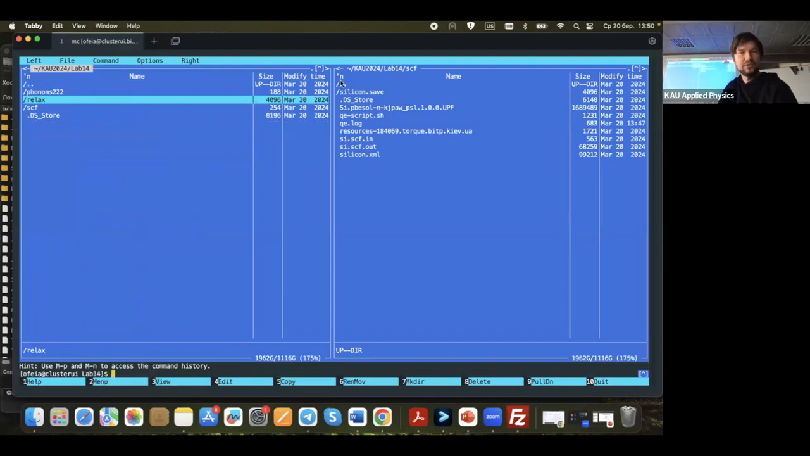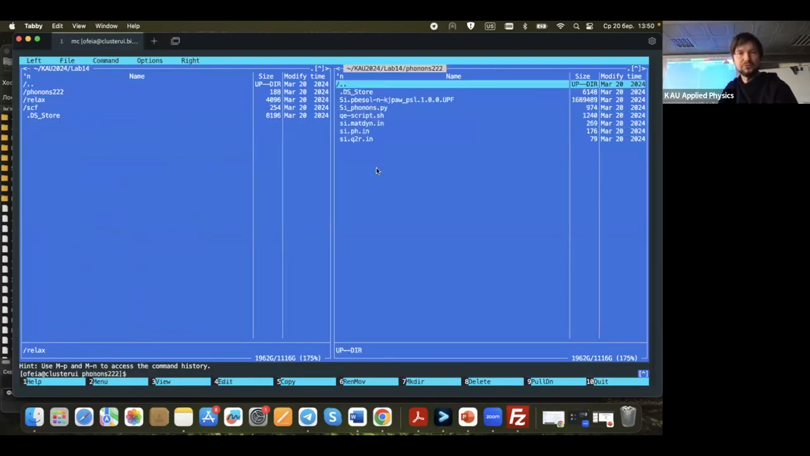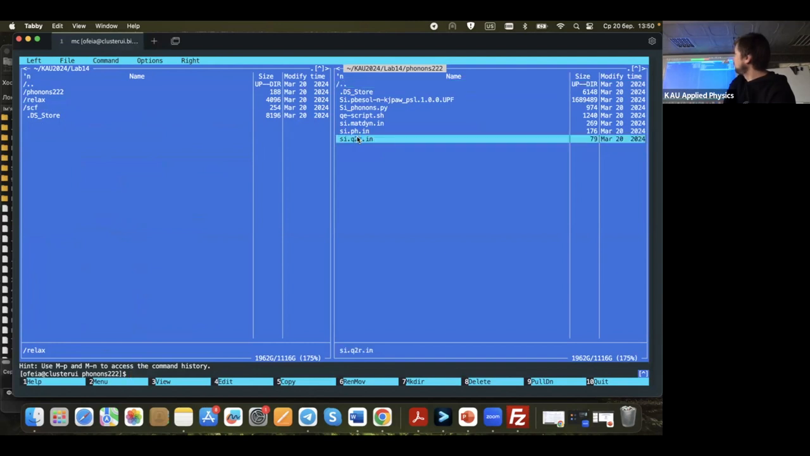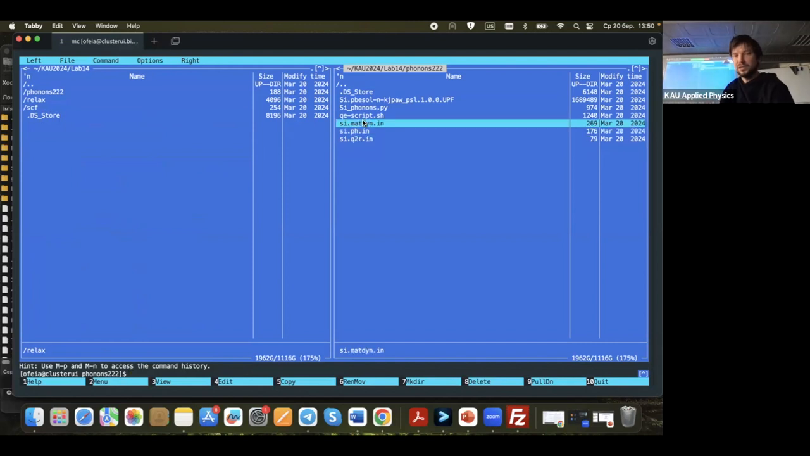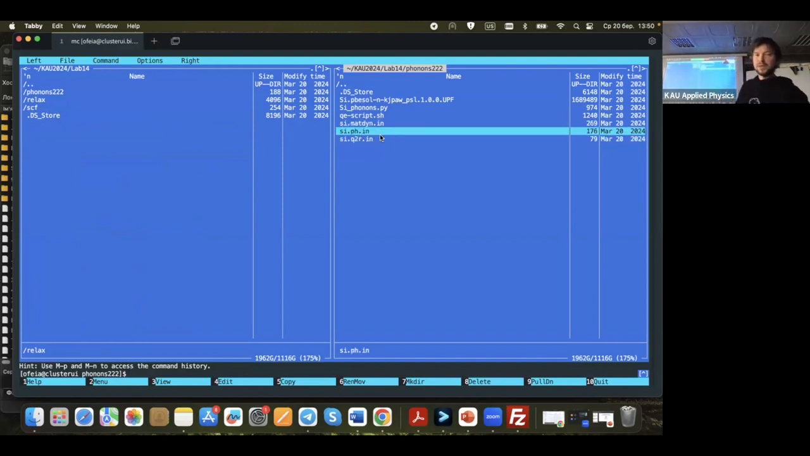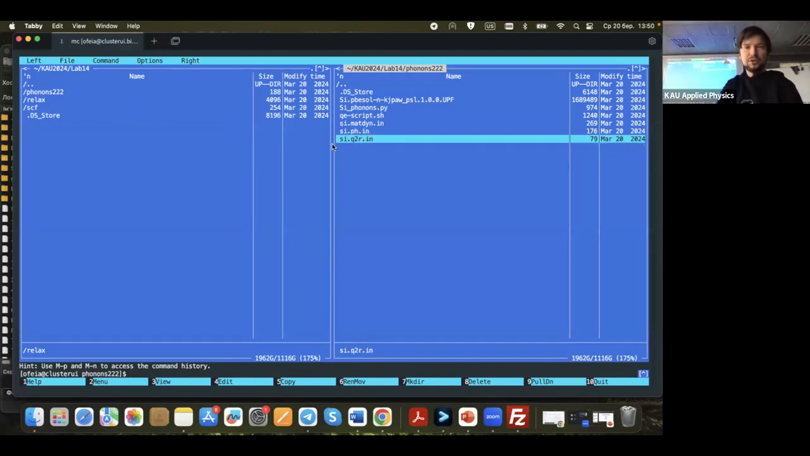Okay, and now we have this folder phonons 2.2. Here we have three types of input files. The first file is ph, it's phonon, then q2r and matdyn. Now we will use the ph input, and then we also will proceed to the other inputs, and I will explain in some theoretical part what they do. But before, what should we do?